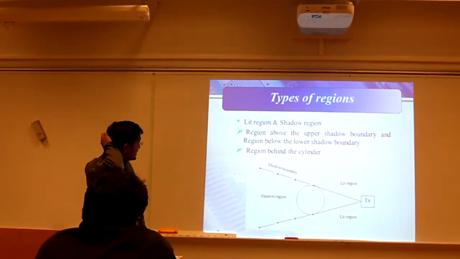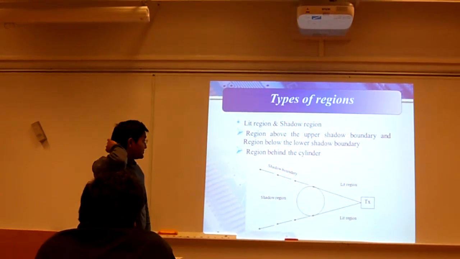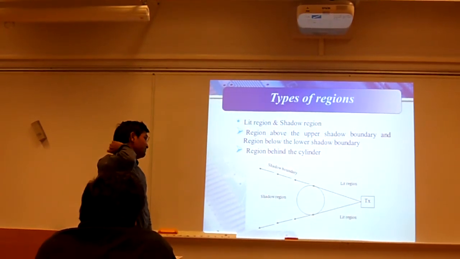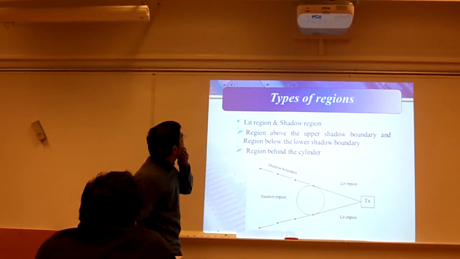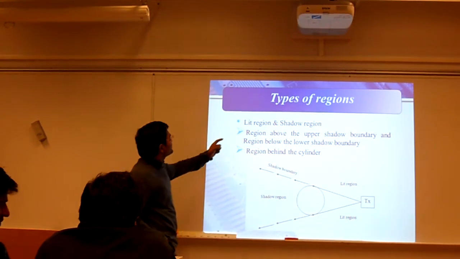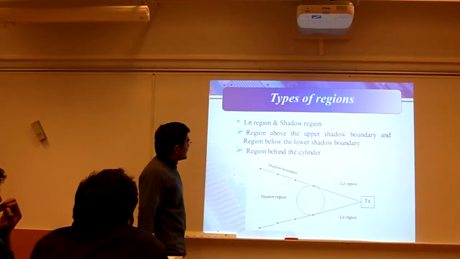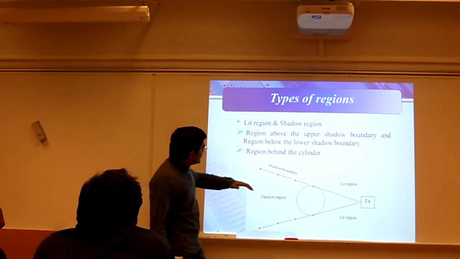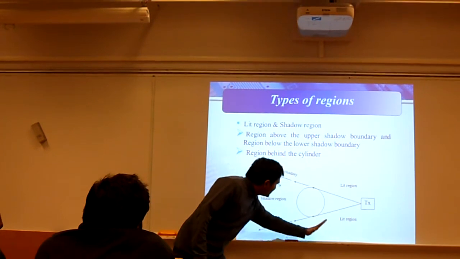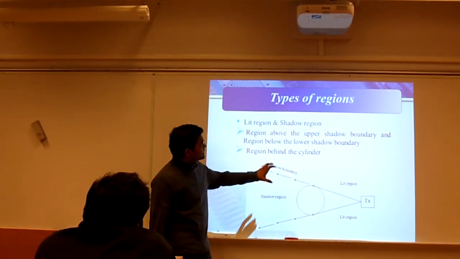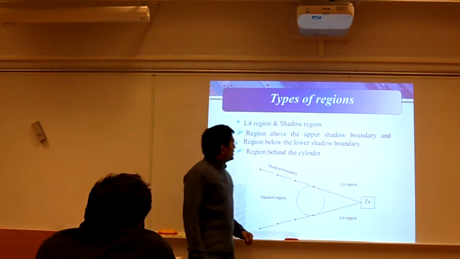So let's go for the second part, and here are the types of regions. Different types of regions. Before we know about creeping wave behaviors, we have to place them in different types of regions. And here there are two types of regions. One is called the lit region, and the other one is the shadow region. First one is the lit region: the region above the upper shadow boundary and the region below the lower shadow boundary. We can refer to it as the lit region, the region above and below.